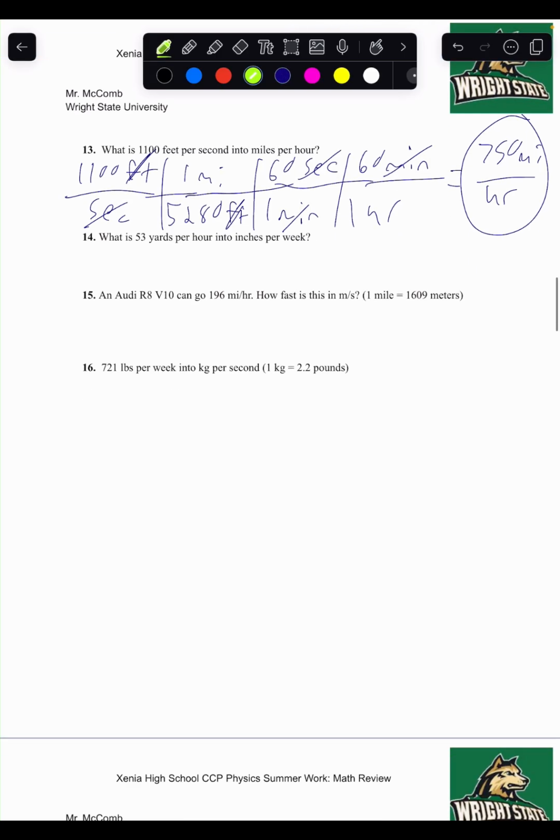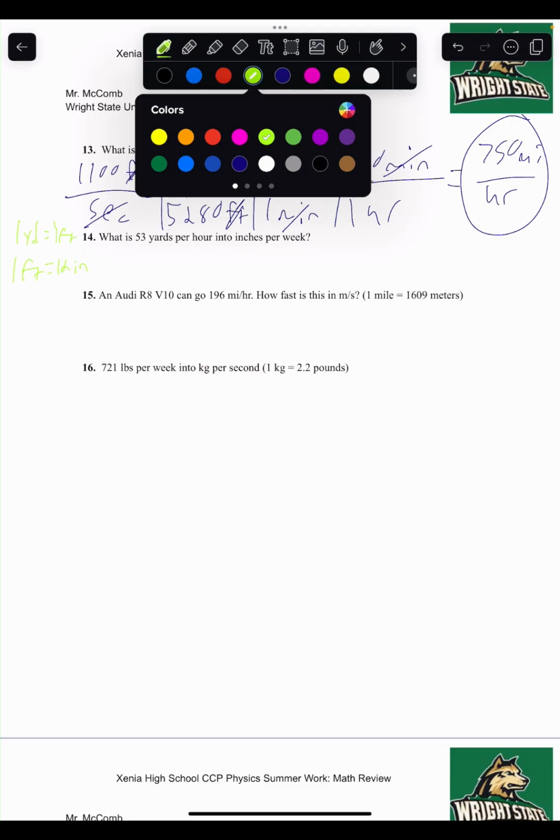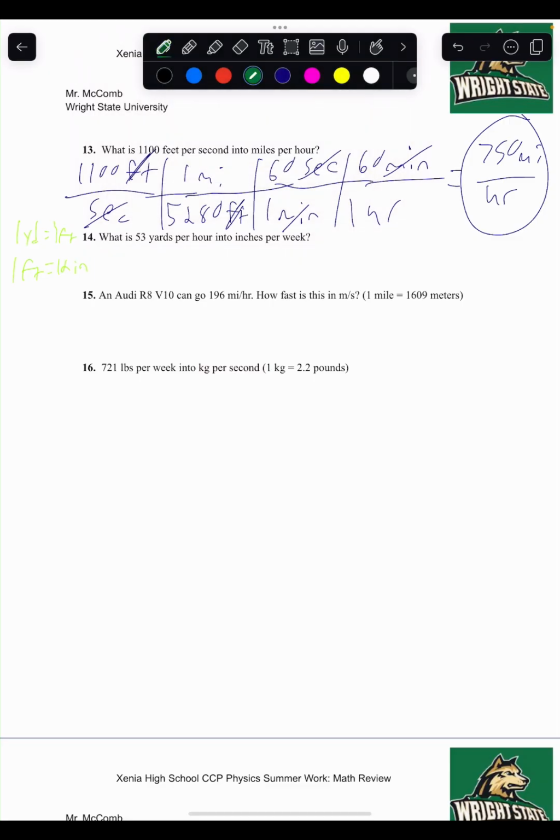Okay, yards per hour into inches per week is a little annoying. 1 yard is 3 feet. 1 foot is 12 inches. Oh, this green is hard to see, actually. I lied to you. Let's do it in dark. So 53 yards per hour. Let's get that in inches per week.